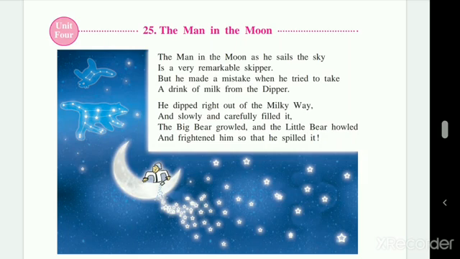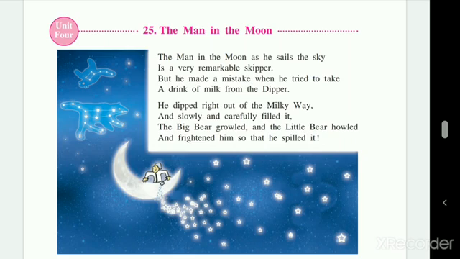The man in the moon, as he sails the sky, is a very remarkable skipper. But he made a mistake when he tried to take a drink of milk from the dipper. He dipped right out of the Milky Way and slowly and carefully filled it. The big bear growled, and the little bear howled, and frightened him so that he spilled it.